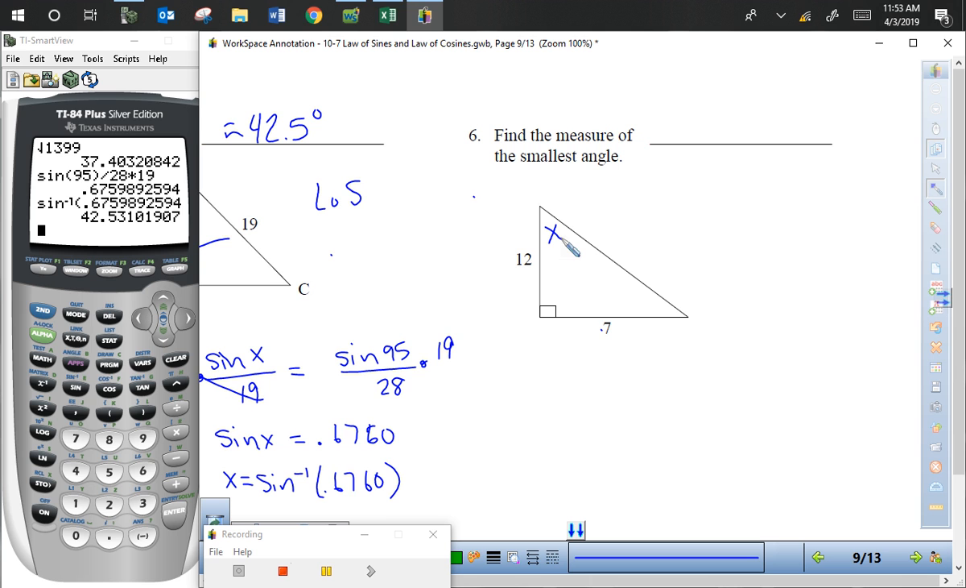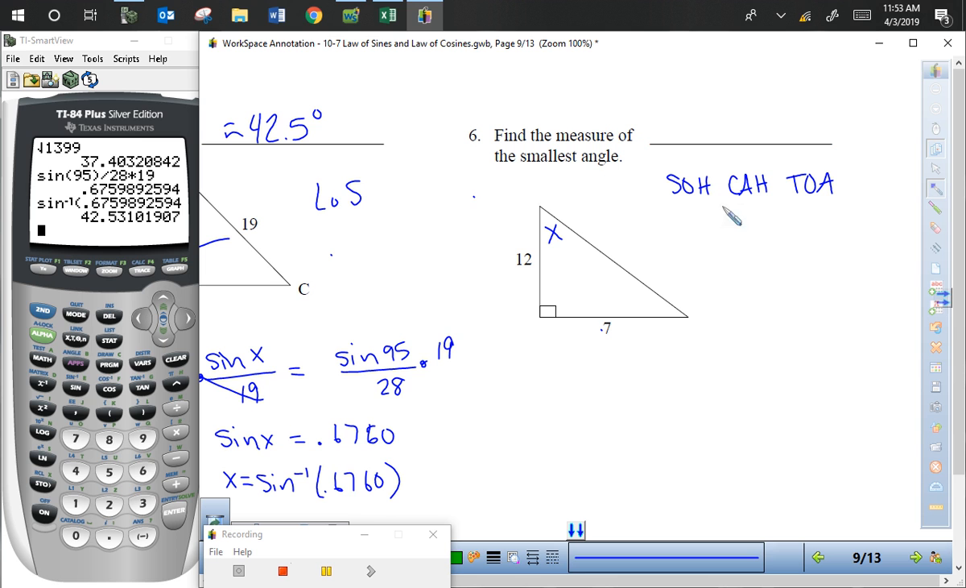Now that we have x in the picture, we want to decide if we're using SOHCAHTOA, the law of sines, or the law of cosines. Our first question on all of these is, is it a right triangle? You'll notice here it is. So this is a SOHCAHTOA problem. Okay? If you haven't already, you need to learn the SOHCAHTOA because you'll need to know that for the test.